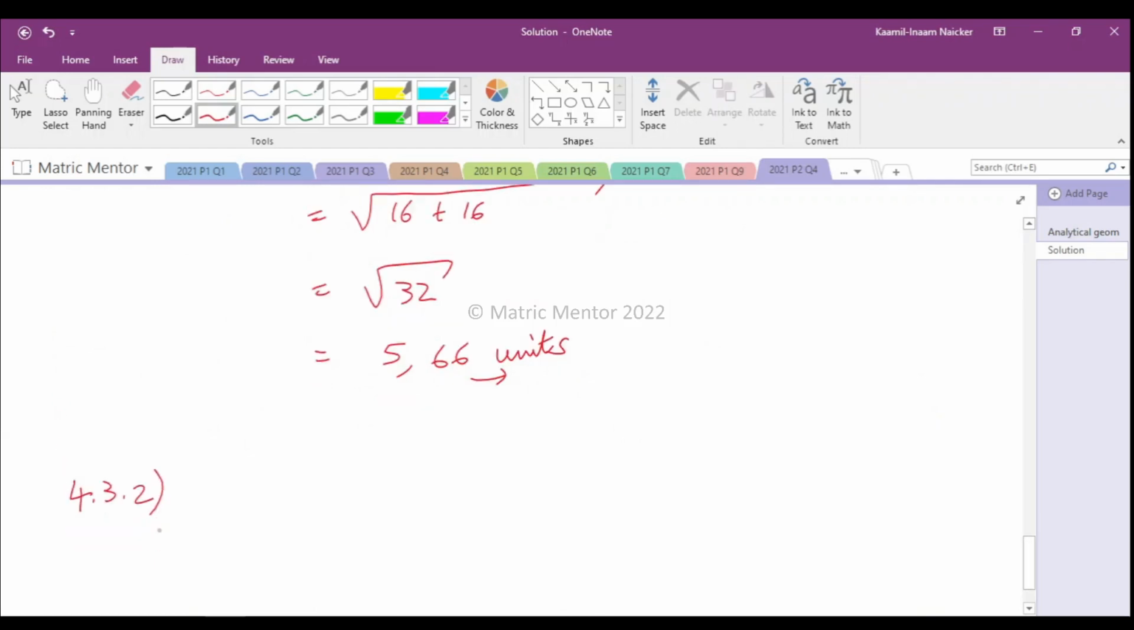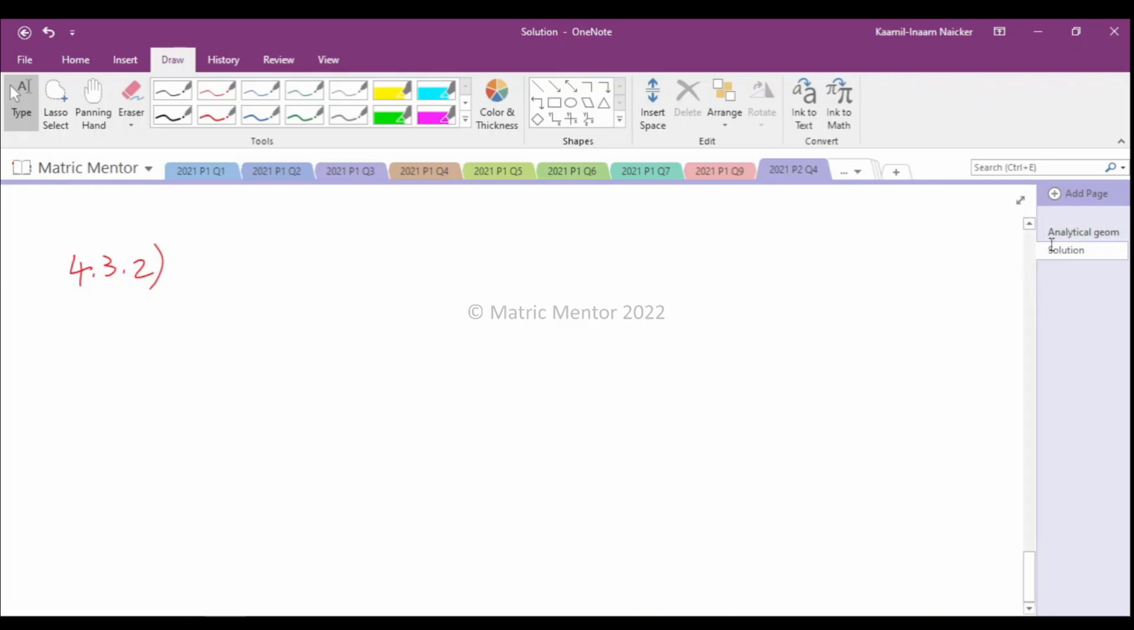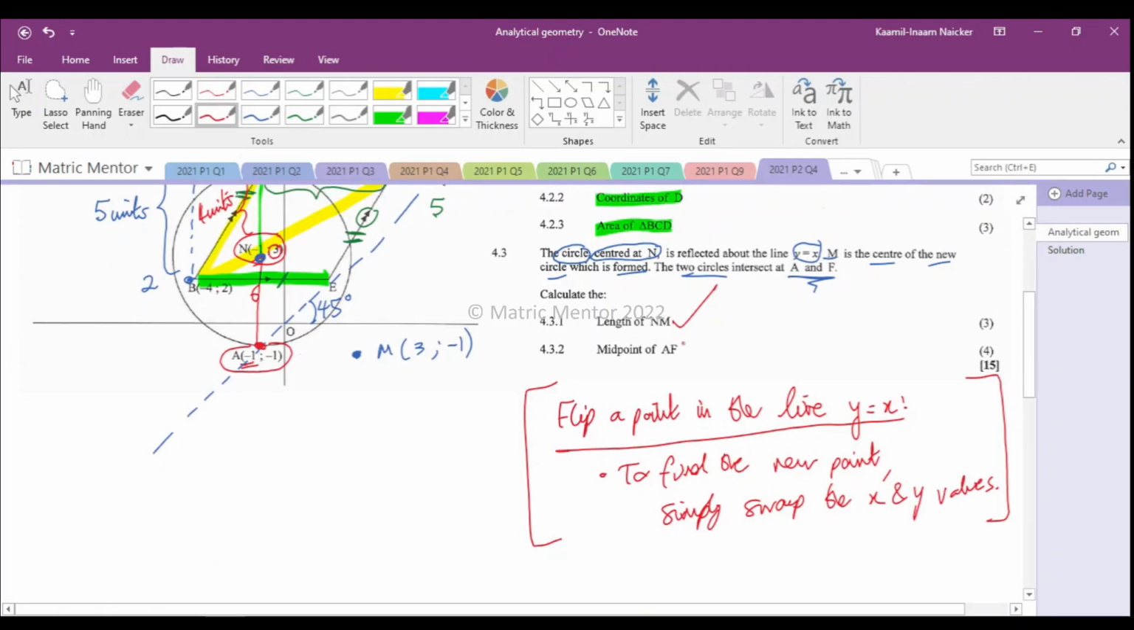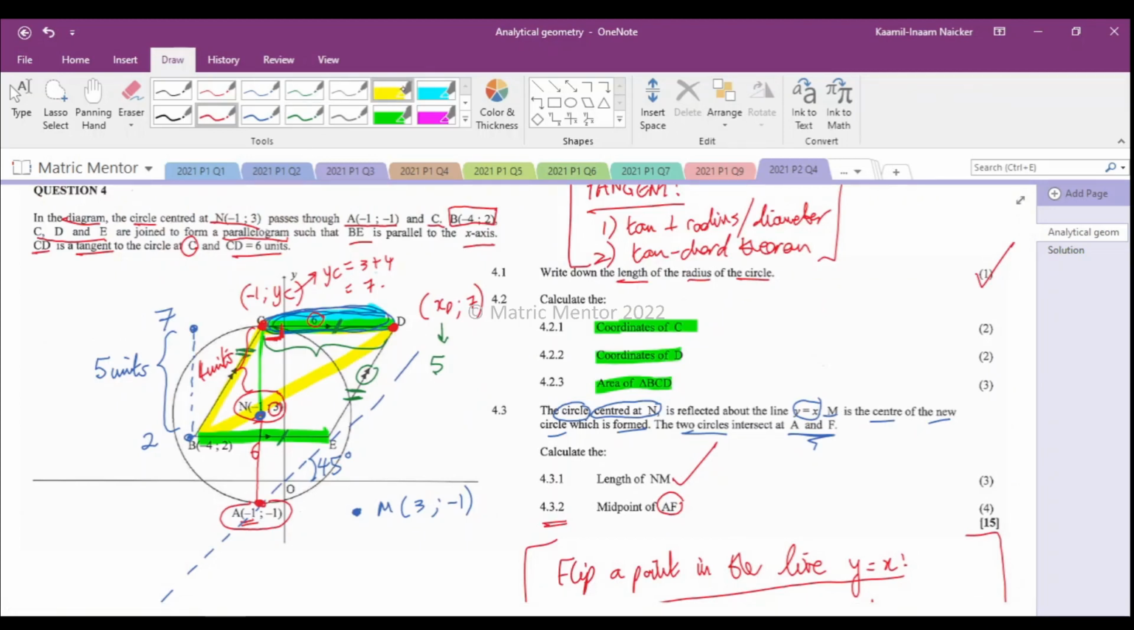All right, now let's go on to 4.3.2. Remember, I found the length of NM. Now they want me to find the midpoint of AF. This can only come with experience and doing similar questions. But if you look closely, you'll see that M and A have the same y value, which means that they are parallel. And A and N have the same x value, so this forms a perfect 90-degree angle.